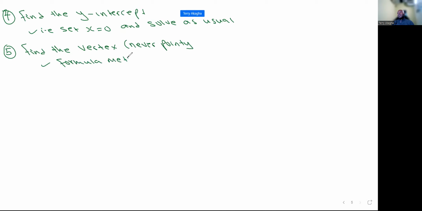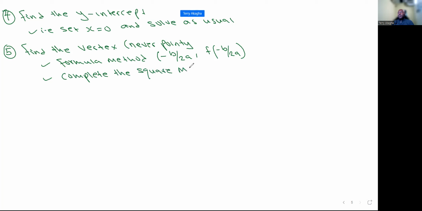All right, so if you remember the formula method I told you is minus b over 2a. We talked about this in the previous video, to get a vertex. Or you can decide to use the complete the square method. It will still give you the same thing. So you can use any of them to sketch your graph.